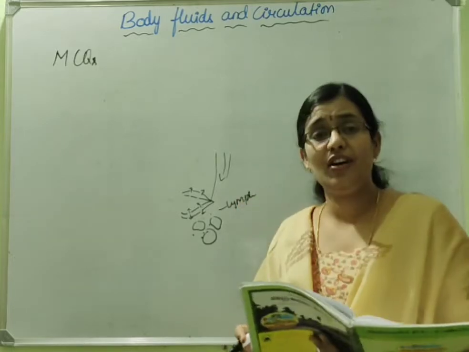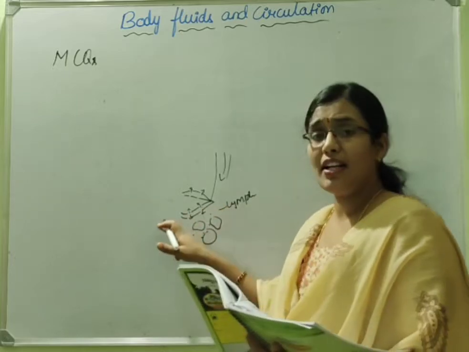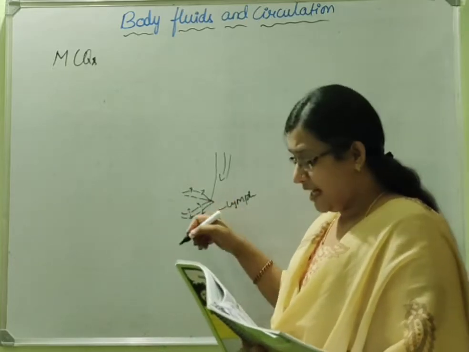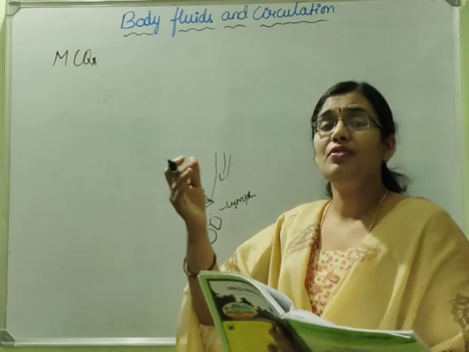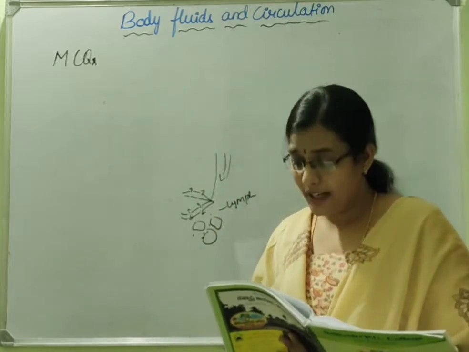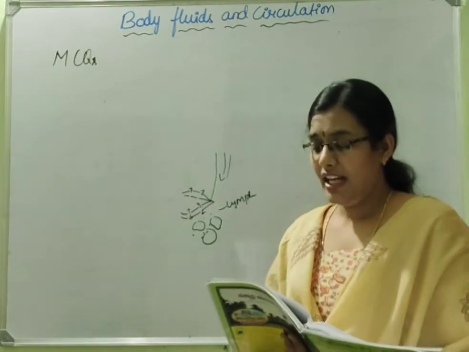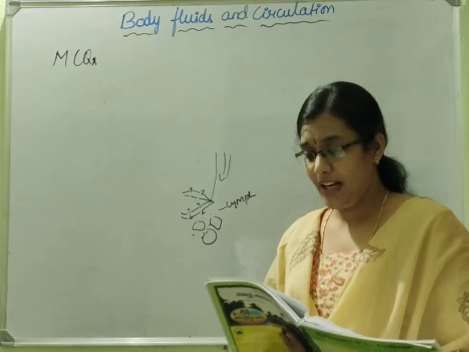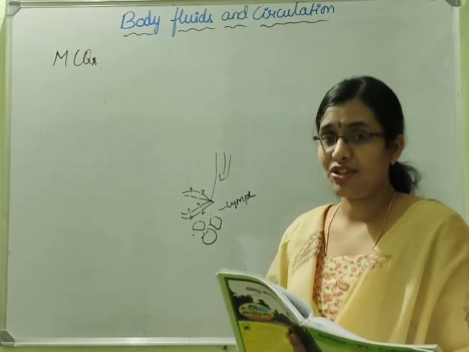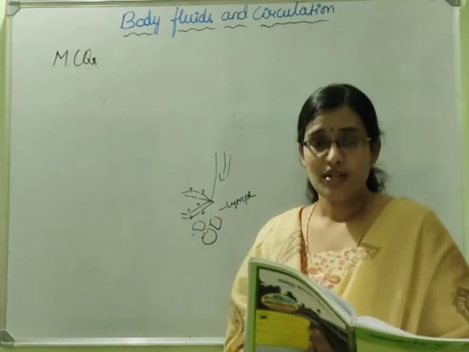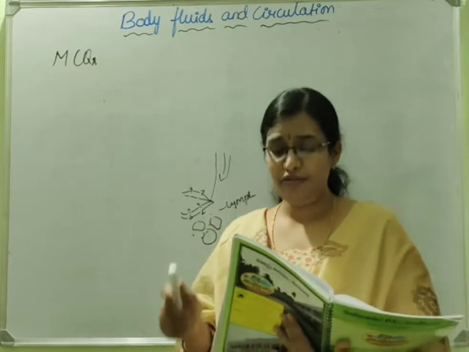What is that fluid called? It is called lymph. And this lymph returns to the systemic veins to restore the fluid inside the blood. So what is the main function of lymph? It is to return interstitial fluid to blood. That is the function of lymph vessels. So lymph will be replaced inside the blood through the lymph vessels.